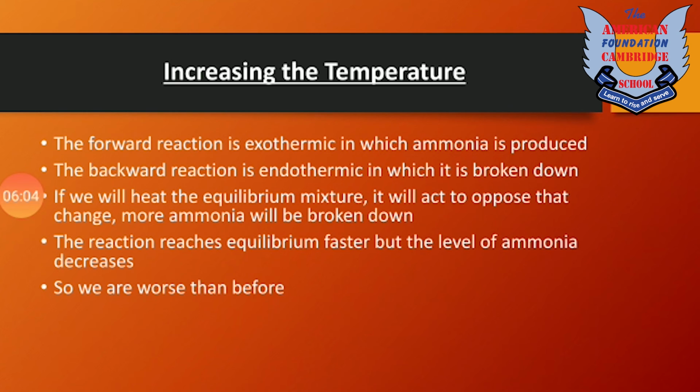Why is more ammonia breaking down if we increase the temperature? Think about the backward reaction, which I told you is endothermic, in which ammonia breaks down again into nitrogen and hydrogen. Endothermic means it absorbs heat. So if I increase the temperature, this is a positive change for the backward reaction, and ammonia will break down further into nitrogen and hydrogen. The reaction reaches equilibrium faster, but the level of ammonia decreases. So it is not good for the yield. We are worse off than before.